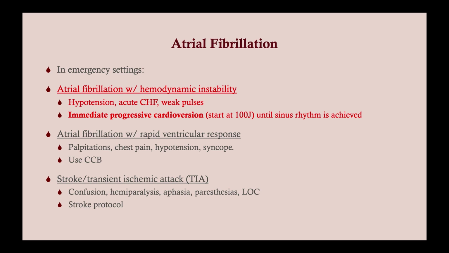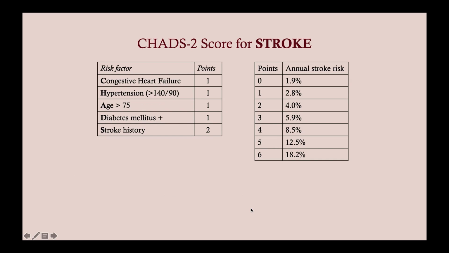If you have atrial fibrillation with rapid ventricular response, which is going to lead to symptoms like palpitations, chest pain, hypertension, and syncope, then you're going to use a calcium channel blocker. And then, of course, patients who have symptoms of a stroke, you need to do your stroke protocol, and I talk about that in the neurology section, but this is definitely a complication that can come out of atrial fibrillation. And of course, your stroke symptoms you should be aware of.